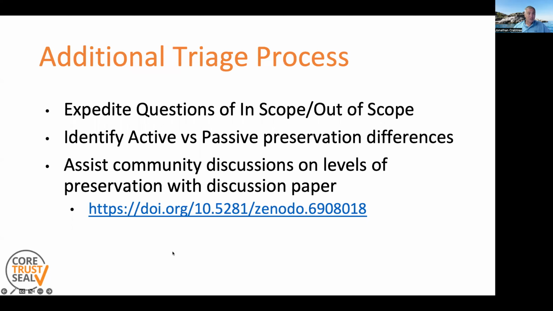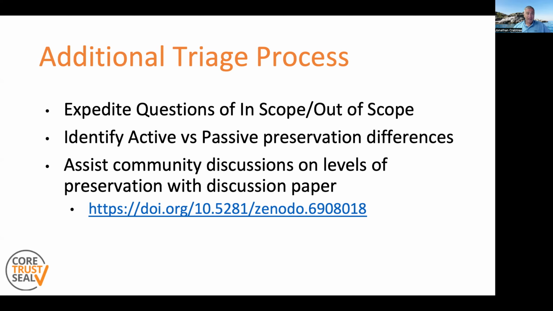We also added a new process. We ran into some challenges with the vast number of diverse applications, and many of them, the choices of whether they were in scope for certification or not, whether they were offering active preservation and actually curating the data through the data lifecycle as the data lives in this archive into the future, versus a technical service that just stores the bits and no one looks at that data or manages that data in the future. So to assist the community on these levels, the idea of levels of preservation, we've created a discussion paper linked here, and we welcome comments on this as we move forward.